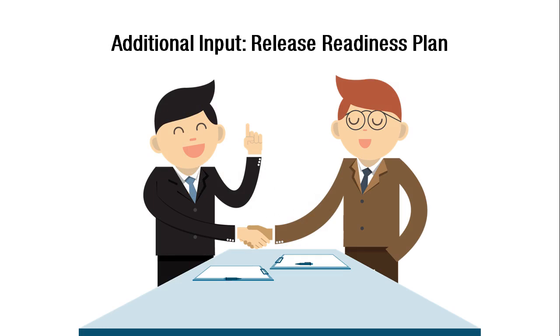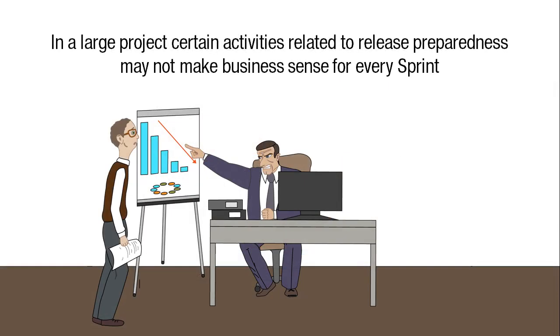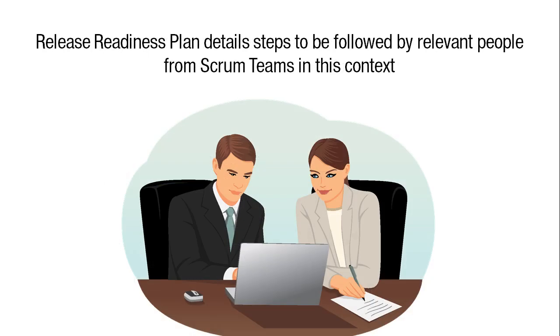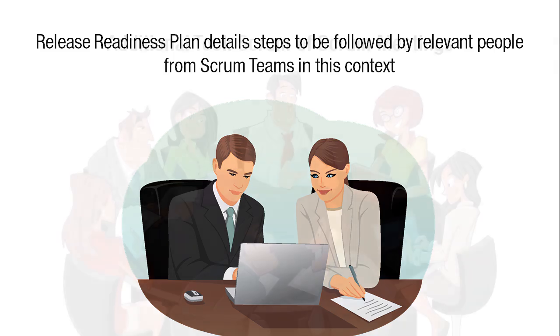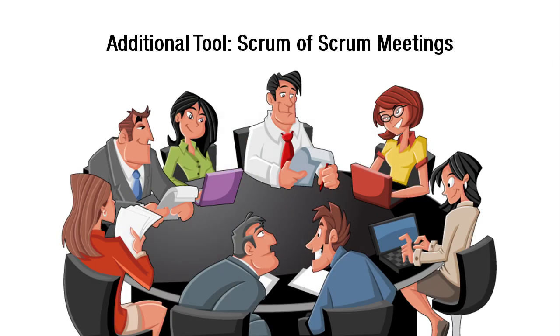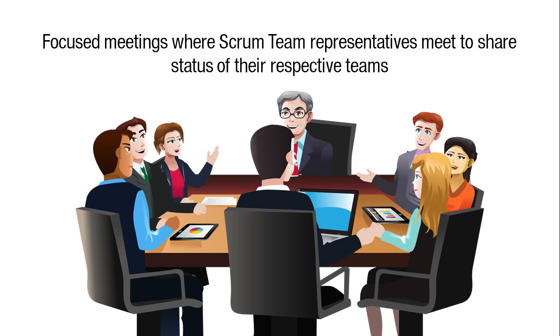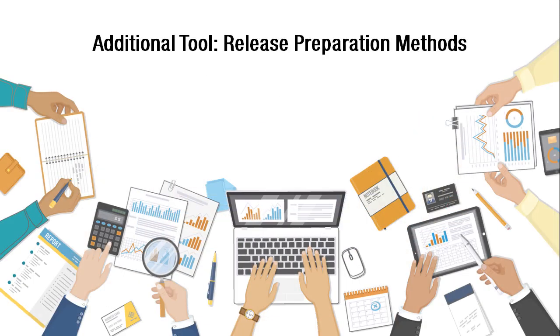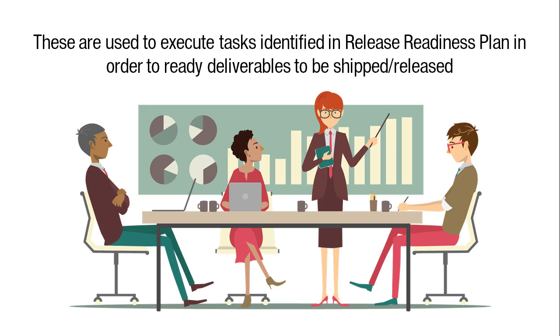Additional output: Release readiness plan. In a large project, for certain activities related to release preparedness, it may not make business sense to do those tasks for every sprint. The release readiness plan details the steps to be followed by relevant people from Scrum teams in this context. Additional tool: Scrum of Scrum meetings. These are focused meetings where Scrum team representatives meet to share the status of their respective teams. Additional tool: release preparation methods. Release preparation methods are used to execute the tasks identified in the release readiness plan in order to ready the deliverables to be shipped or released.